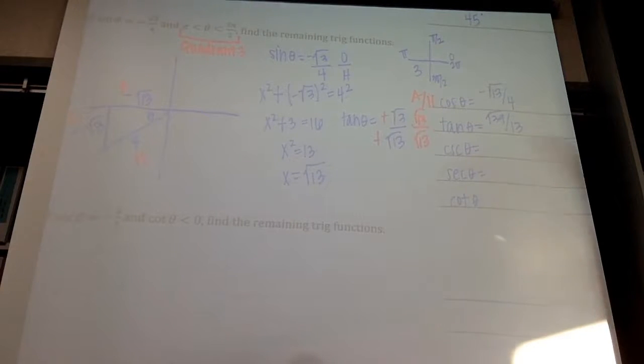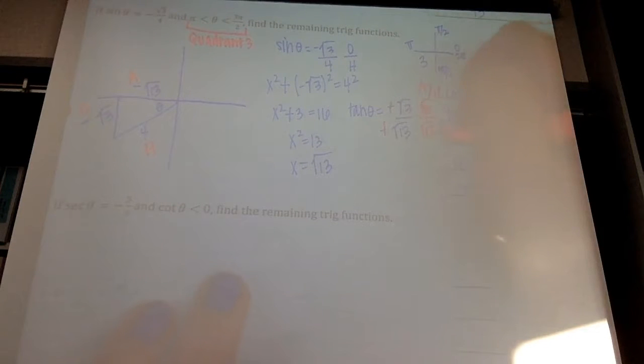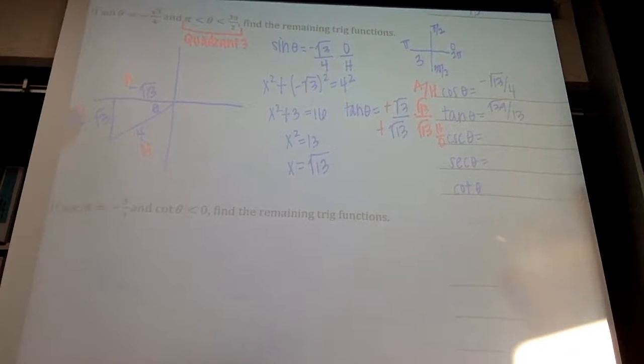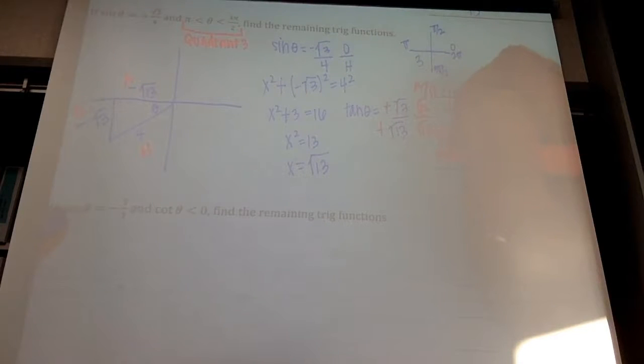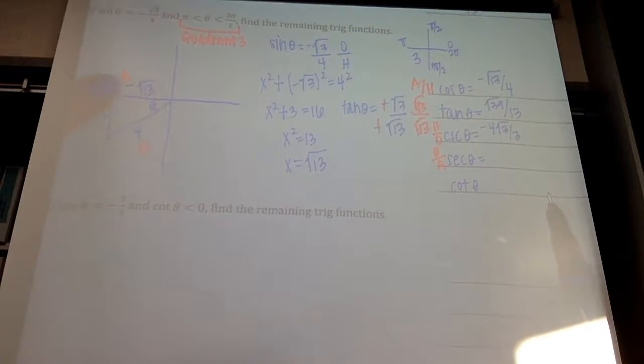Okay, and then cosecant. Remember, cosecant is the reciprocal of sine, so it's the hypotenuse over the opposite. So it would be 4 over negative rad 3. If we rationalize the denominator, it would be negative 4 rad 3 over 3. Secant is the hypotenuse over the adjacent, so that would be 4 over negative rad 13. We need to, again, rationalize the denominator, so it would be negative 4 rad 13 over 13.